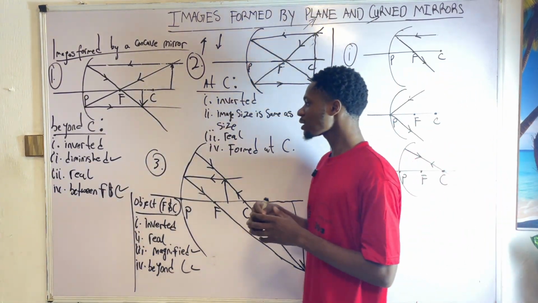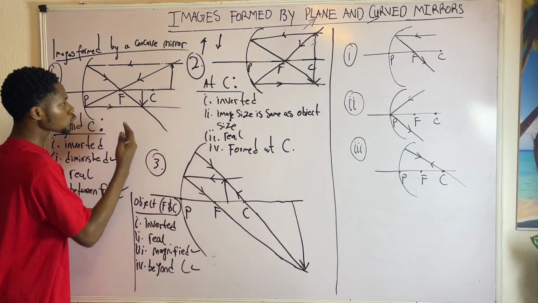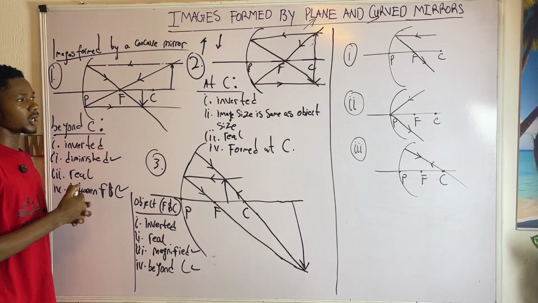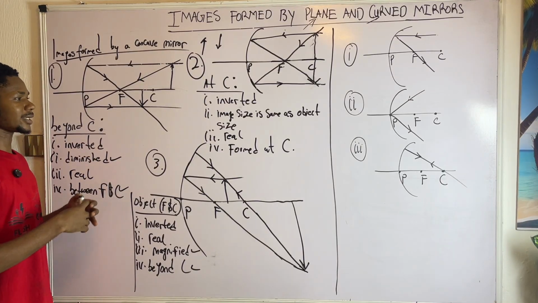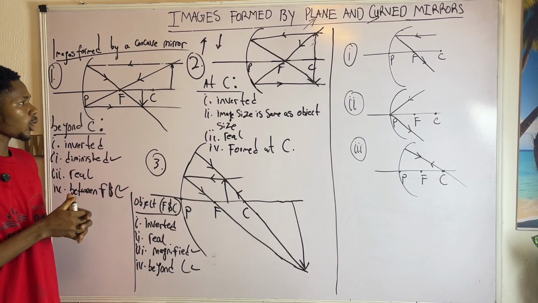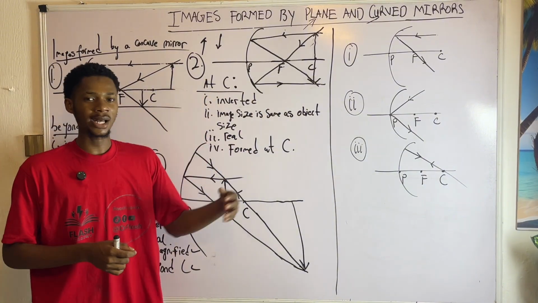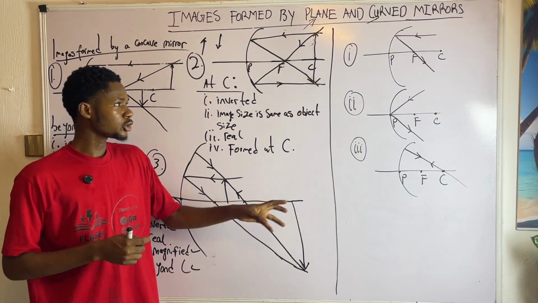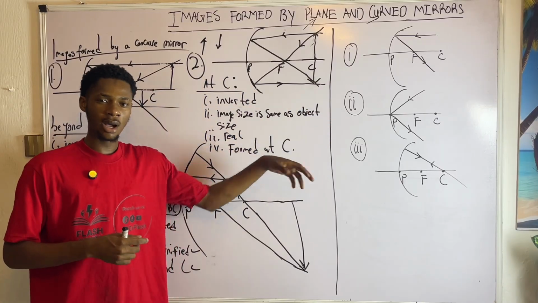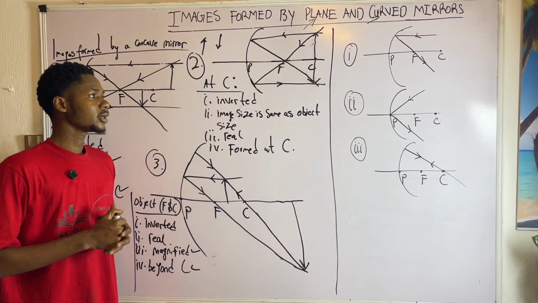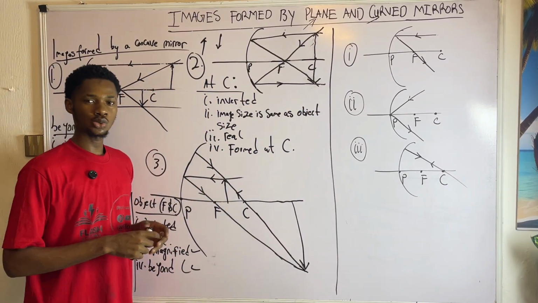Okay, now the next step we're going to do is place the object. We'll move it from between F and C. I'll place it at F. Okay, when we place the object at F, what do we get? I'm going to take out some part of the board. I'll take out that part. Okay, since you're already acquainted with it, you should have drawn those ray diagrams in your books. So I'll place it at F and see what we are going to get.